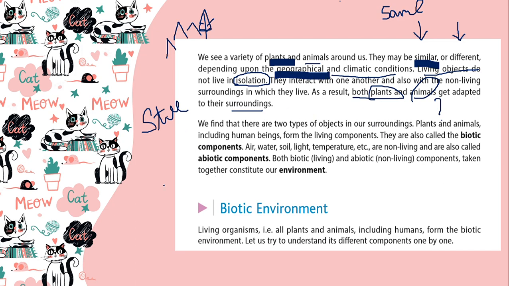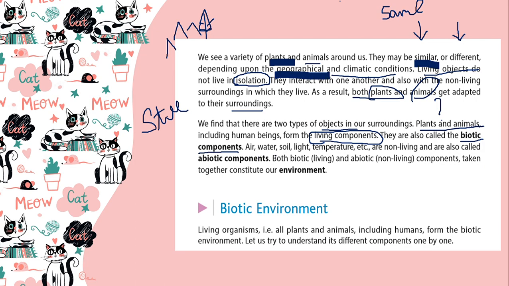So next, let's read the next paragraph. We find that there are two types of objects in the surroundings. Plants and animals, those are living things, like human beings, are living components. Now we are going to talk about components of environment. So the living components, the biotic components of the environment, are the plants, the animals or the human beings which get adapted to the surroundings. Those are the biotic components.